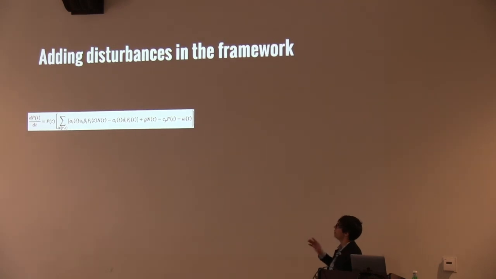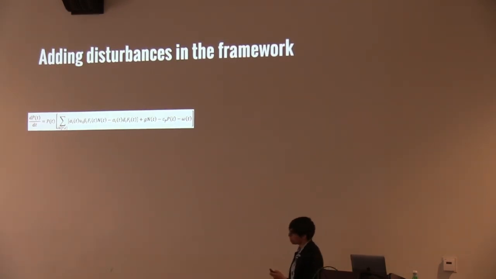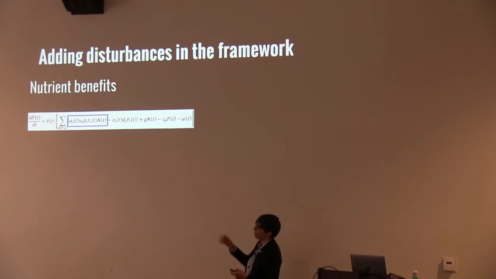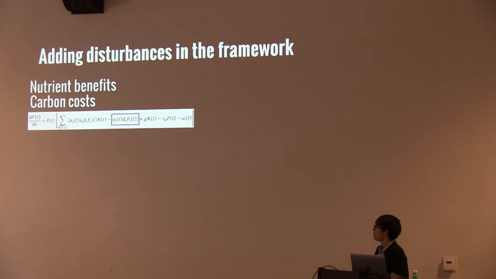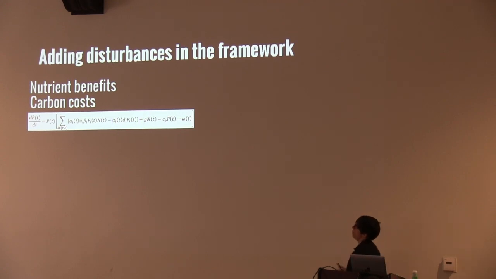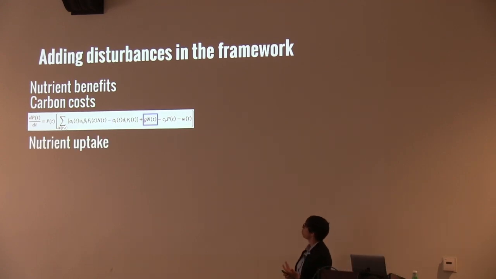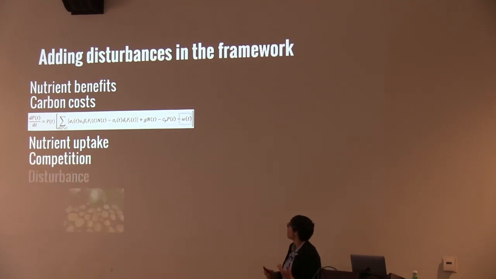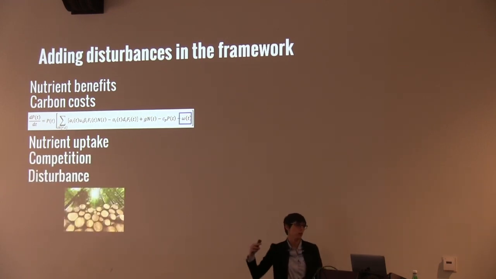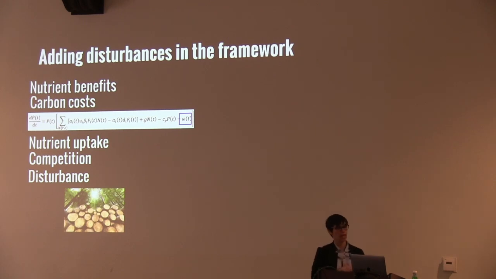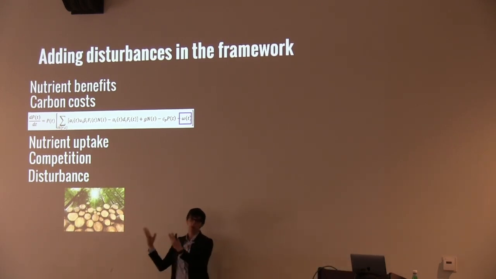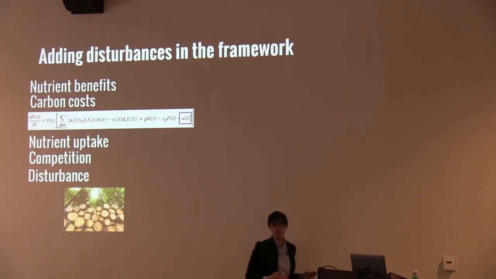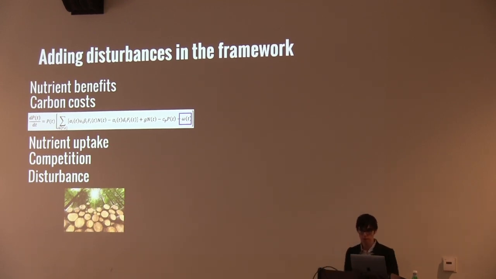I'm just going to show you a couple of equations. So this is the plant dynamic. There's some nutrient benefit from associating with the fungi F. There's the carbon cost from associating with the fungi F. There's some nutrient uptake that the plant can do alone, some competition, and then the disturbance is included as a periodic function in the dynamic of the plant. This represents either the periodic hurricane disturbance or periodic logging activity that you might do in your forest and so on.